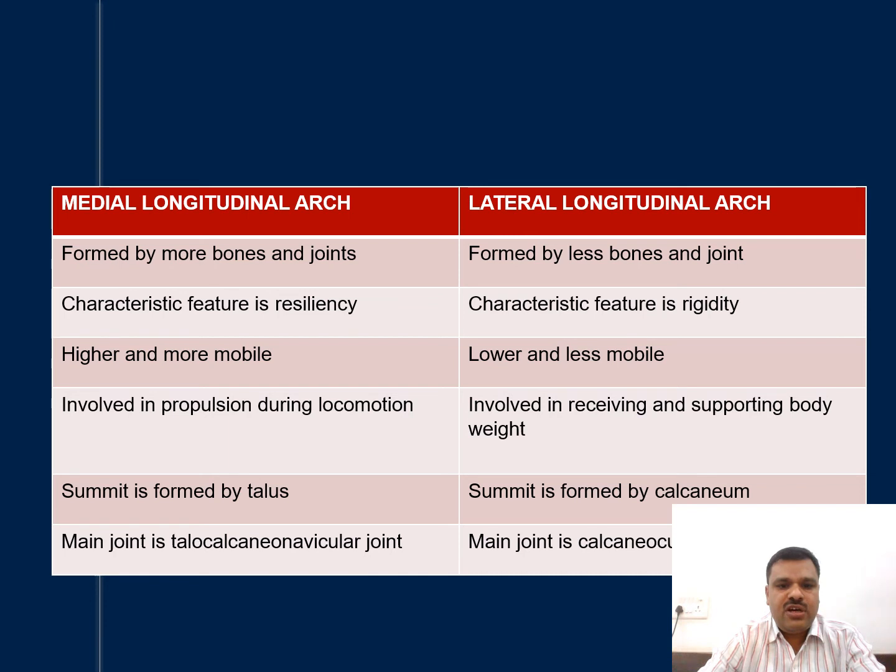Mainly, the medial longitudinal arch is involved in propulsion during locomotion, and lateral is for supporting the body weight. The summit of the medial longitudinal arch is formed by the talus, and the summit of the lateral longitudinal arch is formed by the calcaneum. Main joint for the medial longitudinal arch is the talocalcaneonavicular joint, and the main joint for the lateral longitudinal arch is the calcaneocuboid joint.